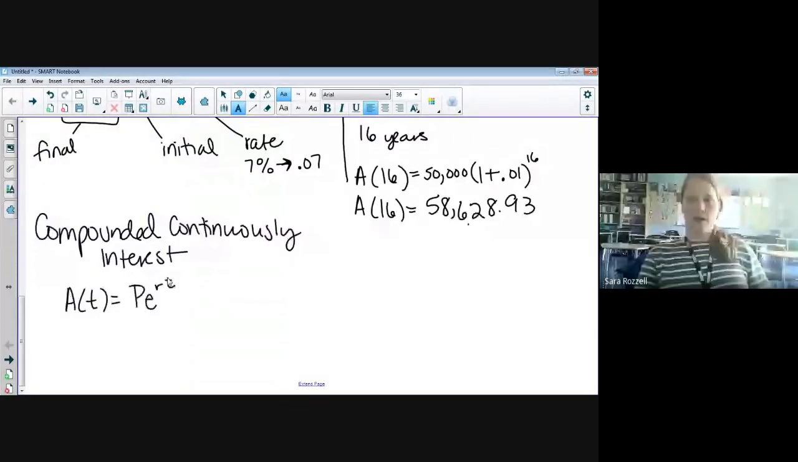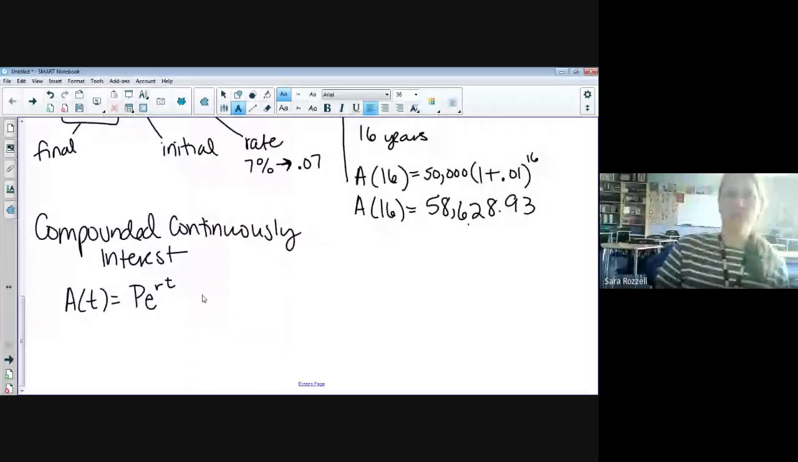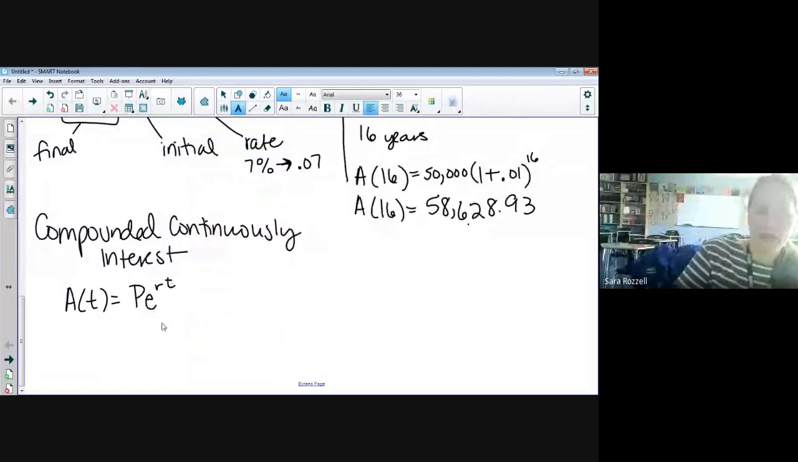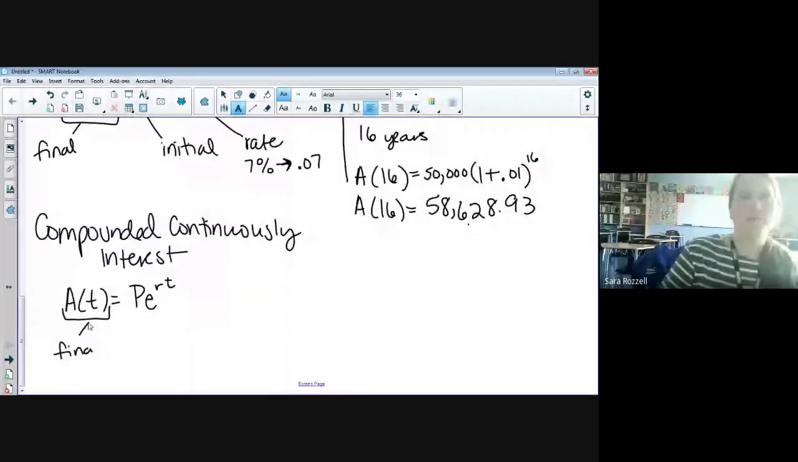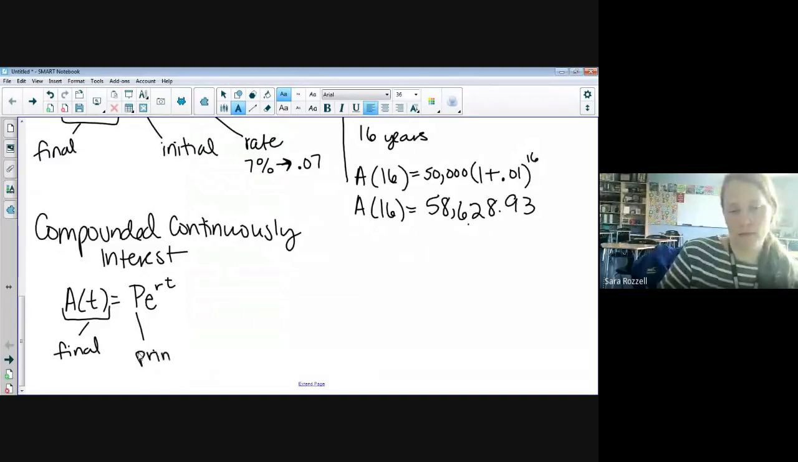And for this one, we get to use the fancy E letter that we use all the time for exponential functions. And that's probably why we have it, is because of this formula, the compounded continuously interest formula. The letters stand for the same thing. A of t, that's our final value. The P in this case is the initial value, but another word for initial when you're dealing with money is principal. Principal is what you are putting in at the beginning. Have you heard of principal before when they're dealing with finances? Maybe, maybe not. Principal, which is the same thing as initial.